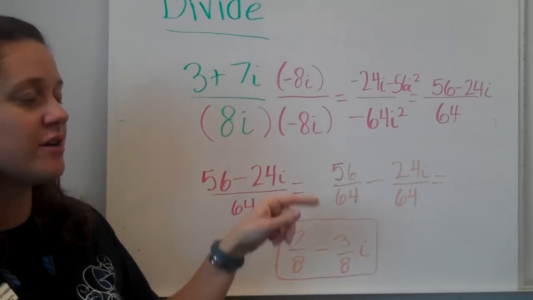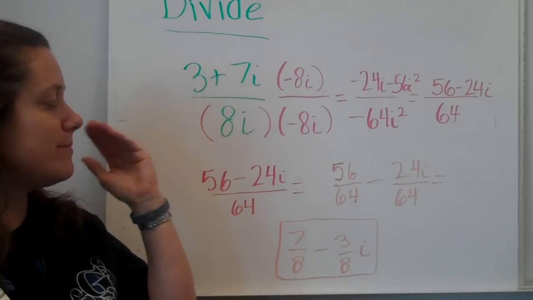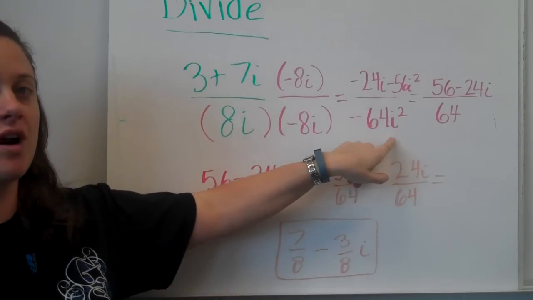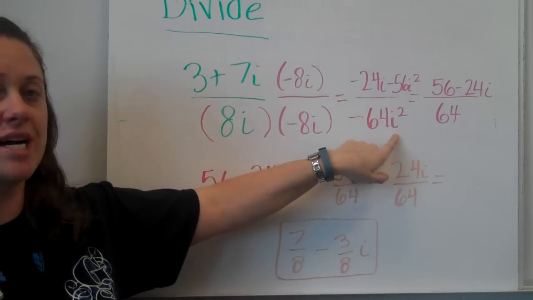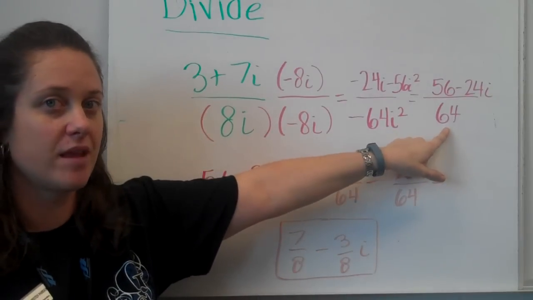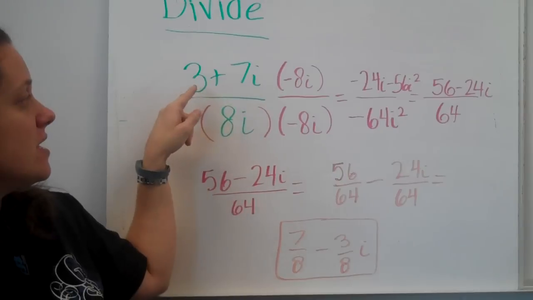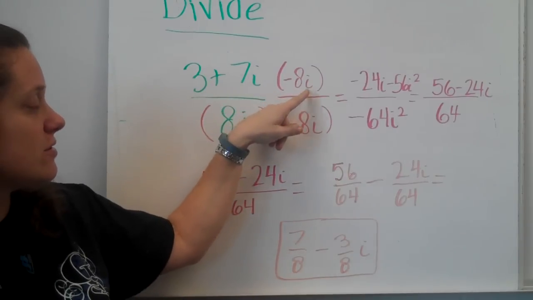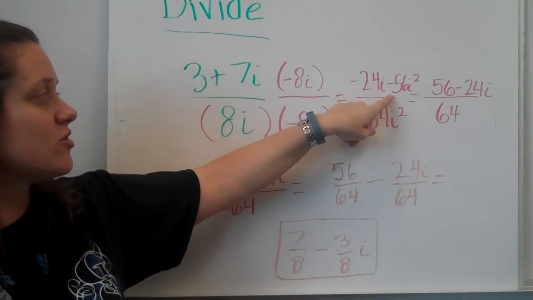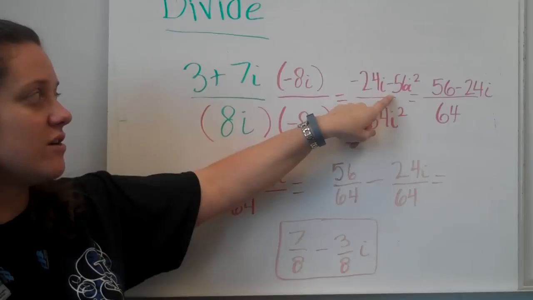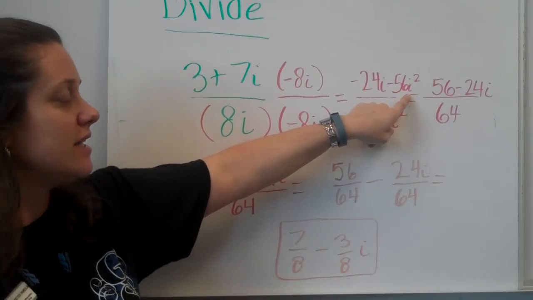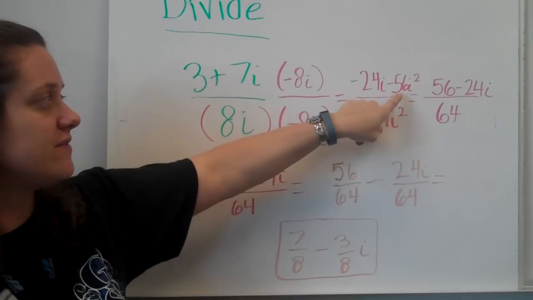So let's look at the bottom first. If we multiply this, it would give us a negative 64i squared. We know that i squared turns into negative 1, so we end up with a positive 64. Alright, now let's look at the top. We're going to distribute this to both terms, so that gives us a negative 24i and a negative 56i squared. And then we know that the i squared turns to a negative 1, and therefore this becomes a positive 56.